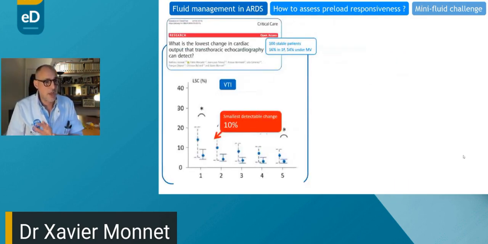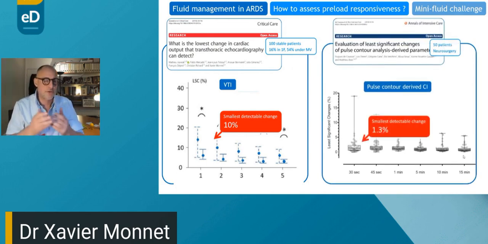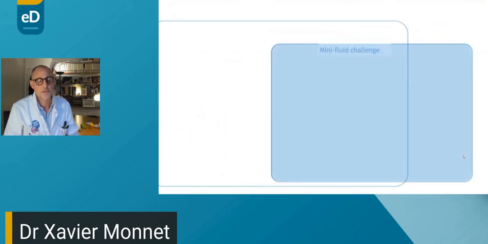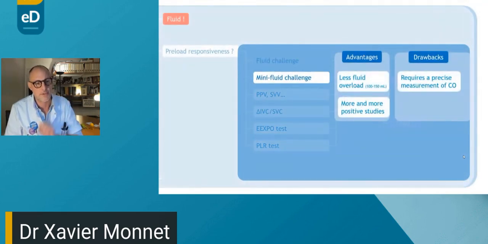In this study, we have published with Jean-Louis Teboul and Mathieu Jozwiak last year, we showed that the smallest change in velocity time integral you may trust with echo is 10%. So for this mini fluid challenge, I would rather prefer some more precise techniques, as for instance pulse contour analysis or some other ones, but you need something precise.